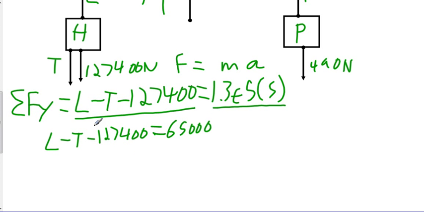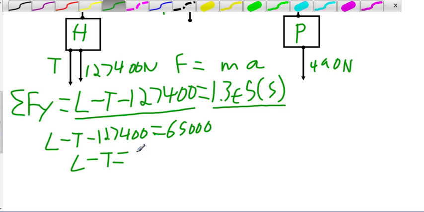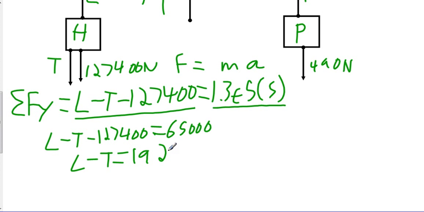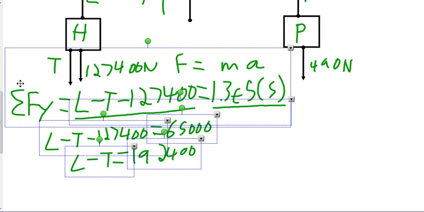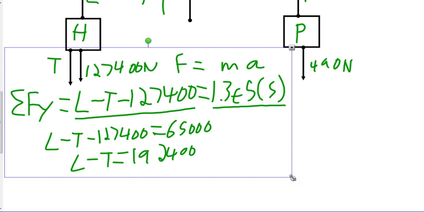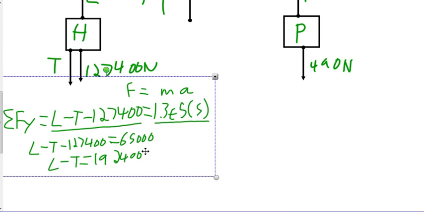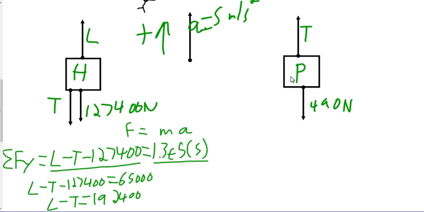We can add the 127,400 over onto the other side, so L minus T is equal to 192,400. Now that's as far as we can get with this particular work. And so let's go ahead and shrink this down a little bit. And now we can work on the person.